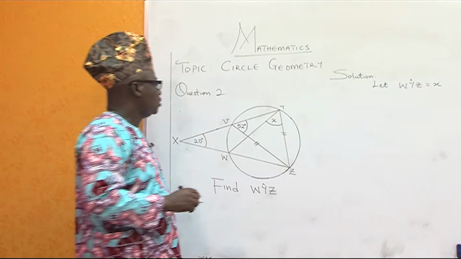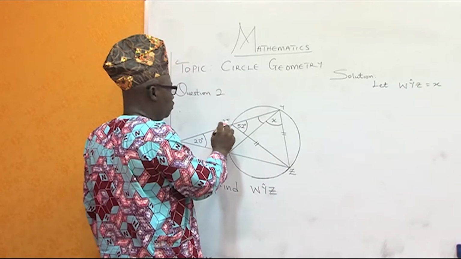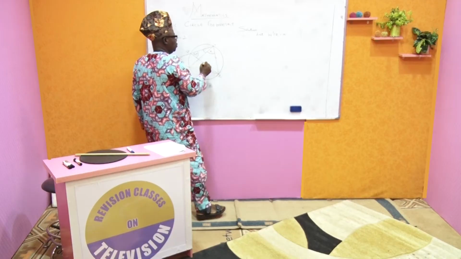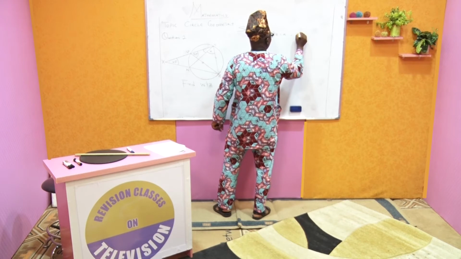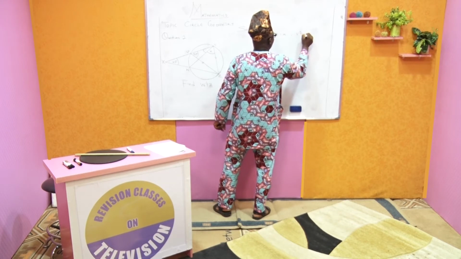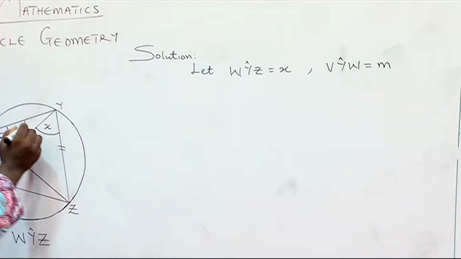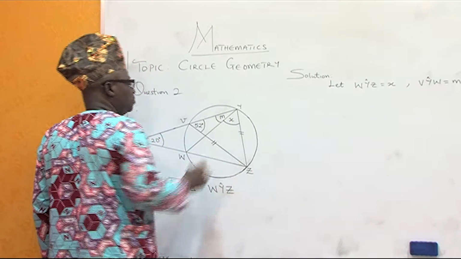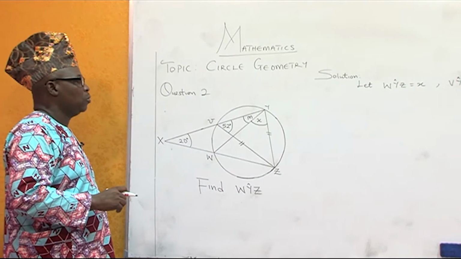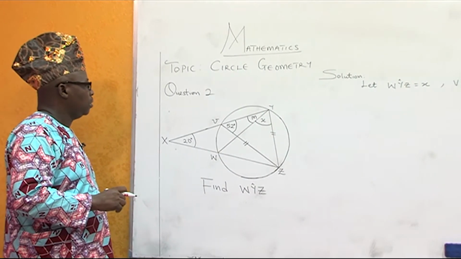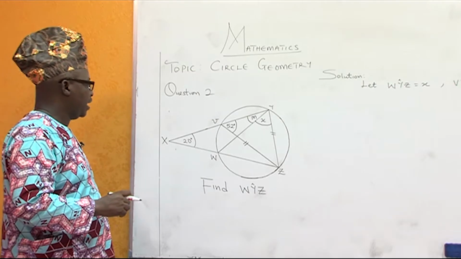I can also look at this angle here. That is angle VYW. Let it be M. So this angle here is M. So after doing that, we can now continue so that we can find the value of X.